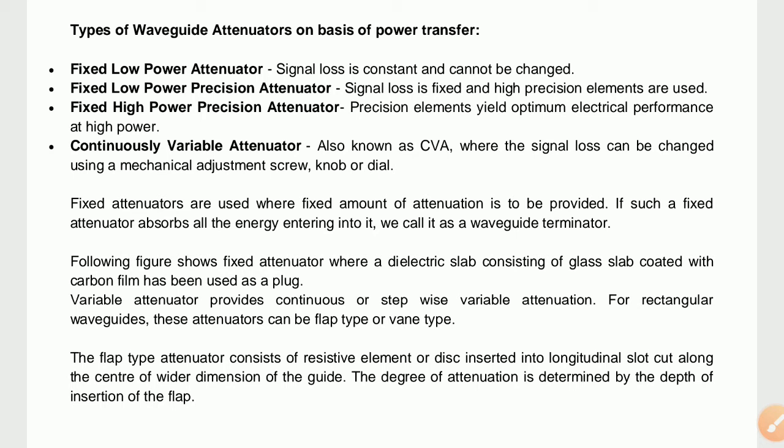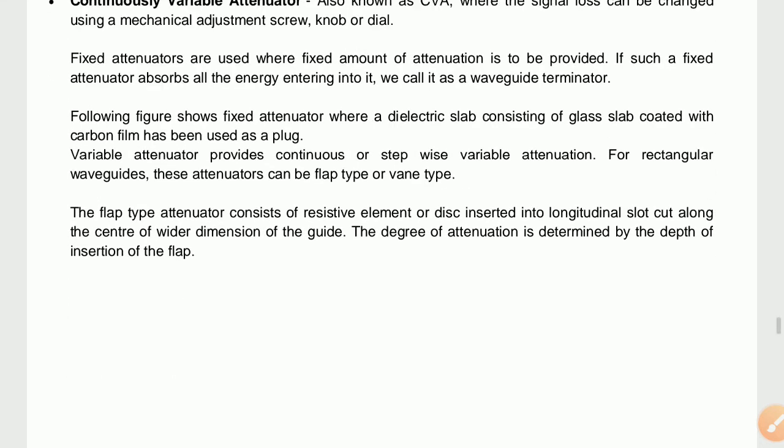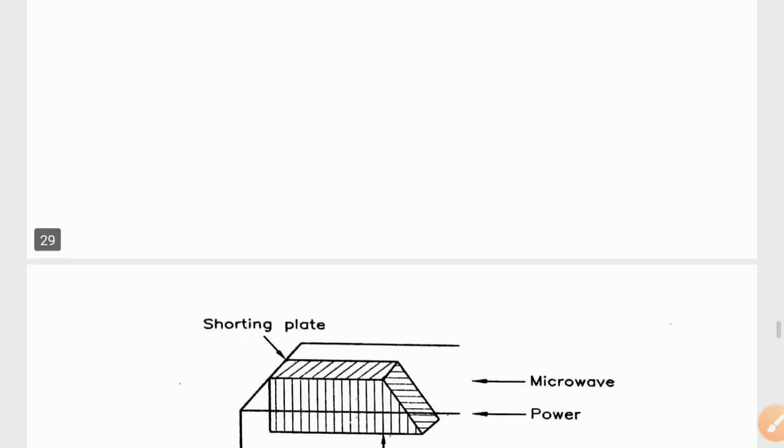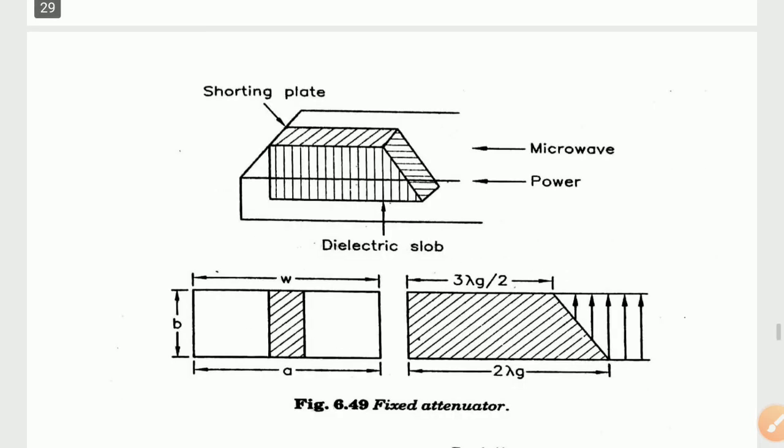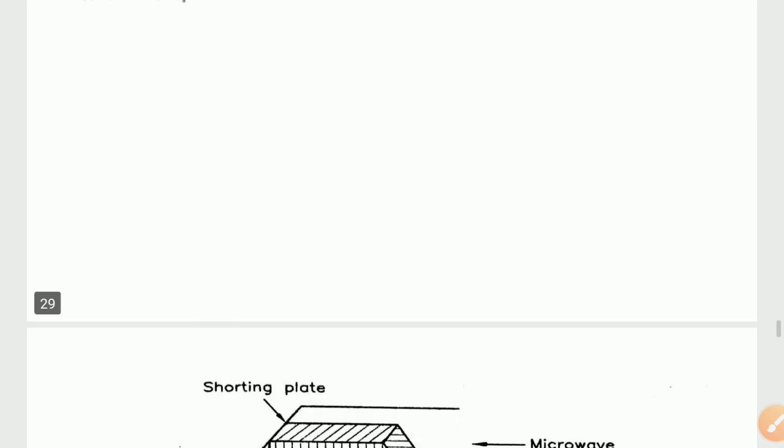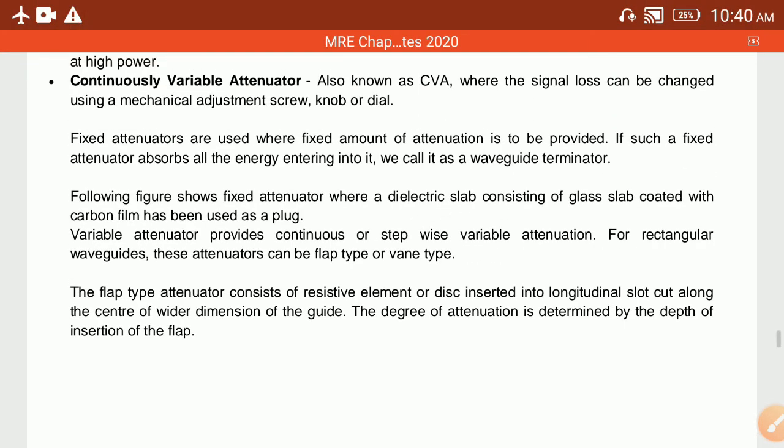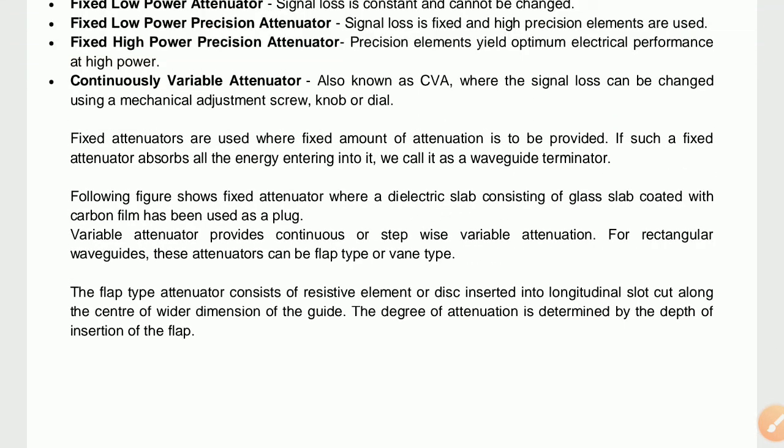Let's discuss this description. The following figure shows a fixed attenuator. Okay, this is the figure; I will explain it later. This is a type of fixed attenuator. So this figure shows a fixed attenuator where a dielectric slab consisting of a glass slab coated with carbon film has been used as a plug.